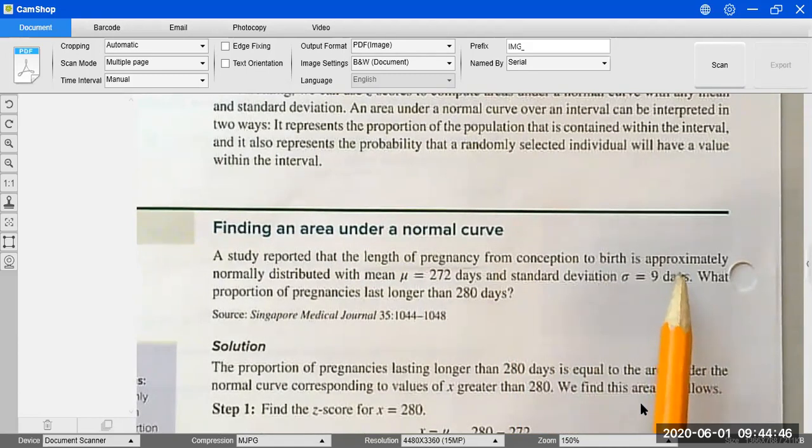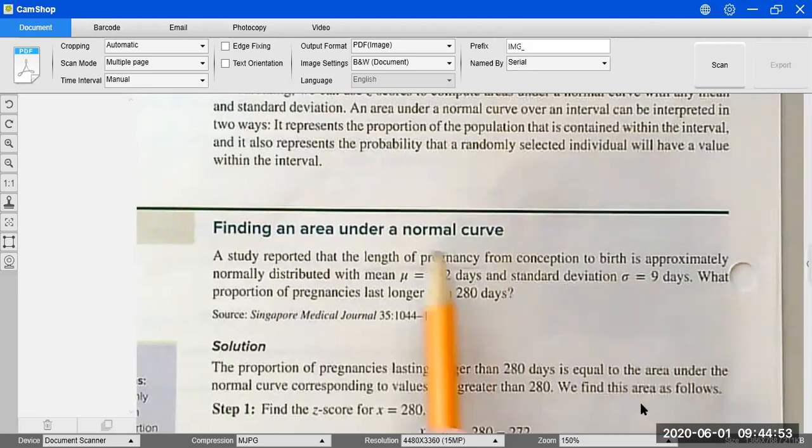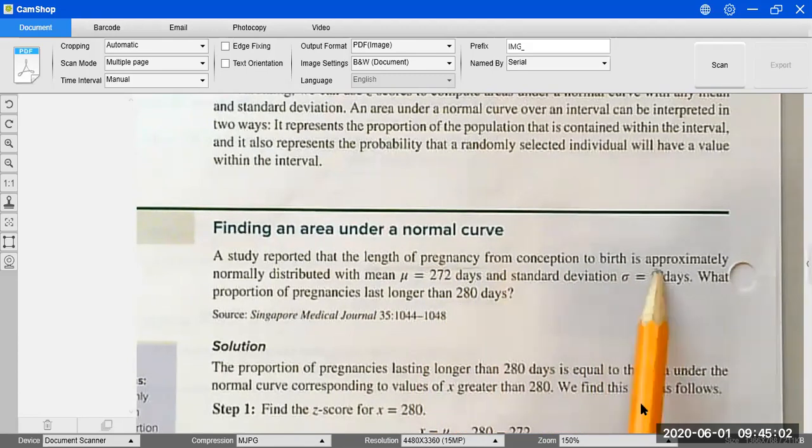You cannot say that the length of pregnancy can be 9 months or 8 months or 7 months. So there are values in between. So that's continuous data. That is going to be a continuous random variable. So the time from conception to birth is approximately normally distributed.